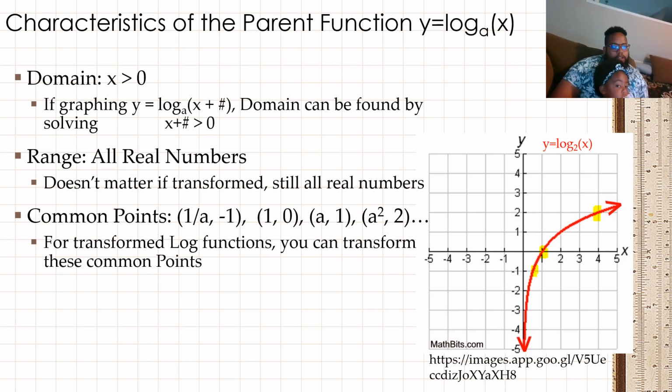For transformed log functions, you can transform these common points. So for the 1 over a, if you have a horizontal transformation, you would add or subtract to that. For the (1, 0), you'd add or subtract to that. For the a, you'd add or subtract. For the a squared, you'd add or subtract. If it's a vertical transformation, you would add or subtract to the y value. Remember, horizontal does not affect vertical. So if you have a horizontal transformation, all the y values stay the same. The only thing that changes are the x values.